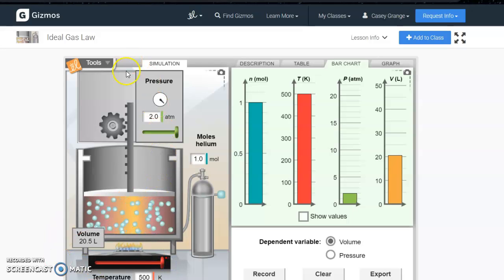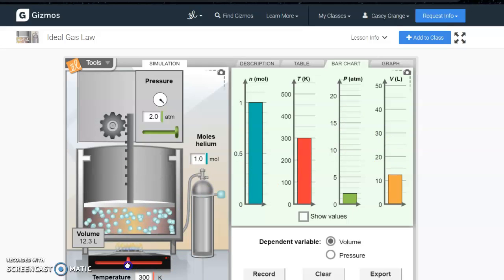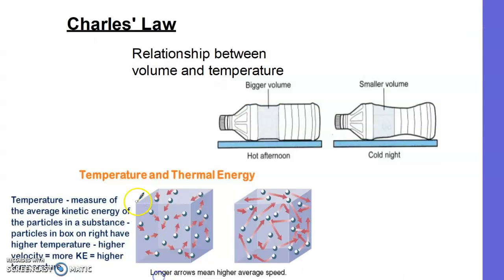So I'll put it up all the way to this high temperature of 500. There's our temperature going up, and our volume is increased all the way to past 20. If we decrease our temperature here, it gets a little colder, and those particles are moving slower. We can look at that here in this box, where it's represented as these particles moving slower with the shorter arrows.